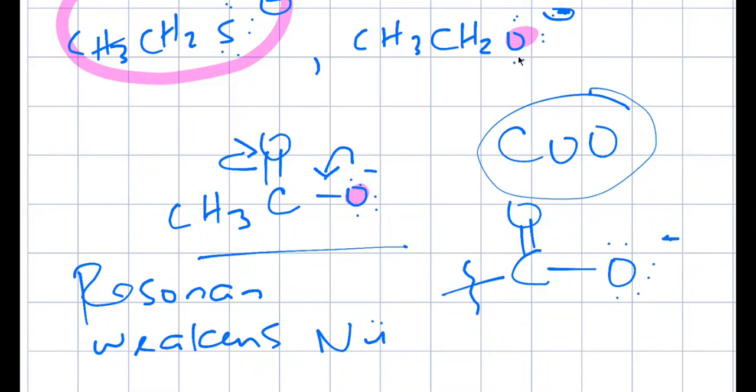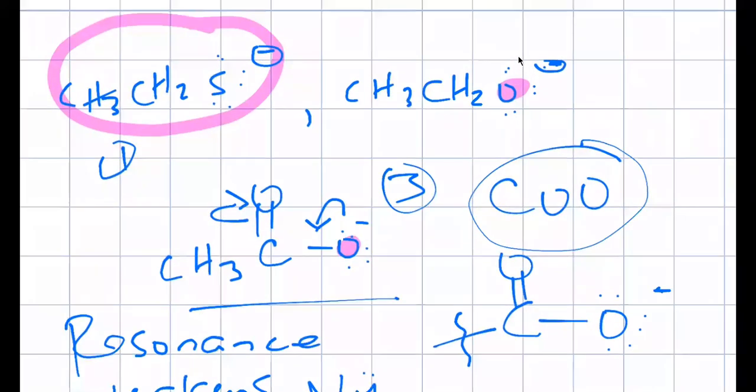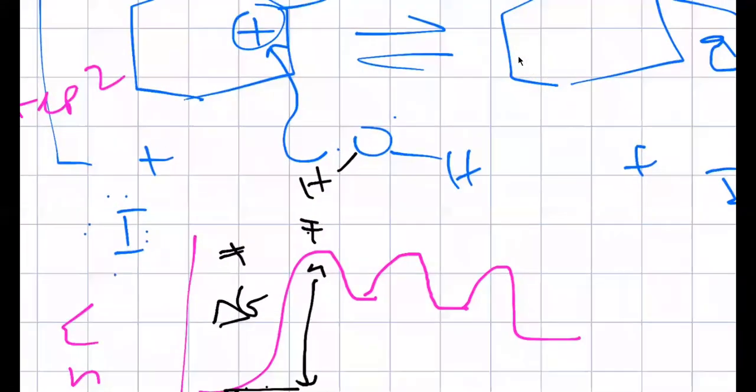It's not going to be as good of a nucleophile. So we're going to label this one as 3, and that one as 1. So 1, the sulfur, being the best, and then the acetate anion being the worst because of resonance. Is that clear? Does that make sense? Yes. All right. Let's do another one. We've got time. We've got 12 minutes.